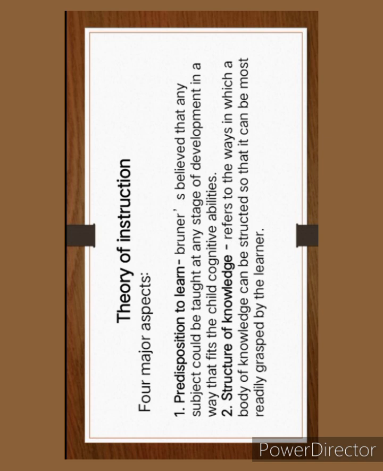Structure of knowledge refers to the ways in which a body of knowledge can be structured so that it can be most readily grasped by the learner. According to Bruner's constructivist theory, knowledge is structured in a hierarchical manner with new information being integrated into existing mental frameworks. For example, in learning about animals, a child may first categorize them as mammals, birds, reptiles, and etc., and further classify them based on specific characteristics like habitat or diet.